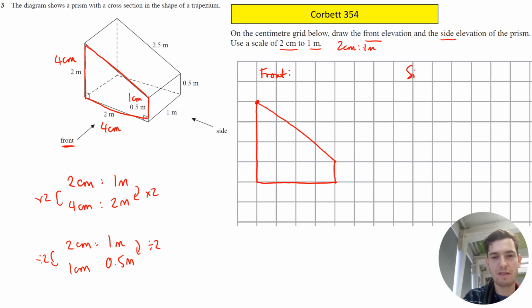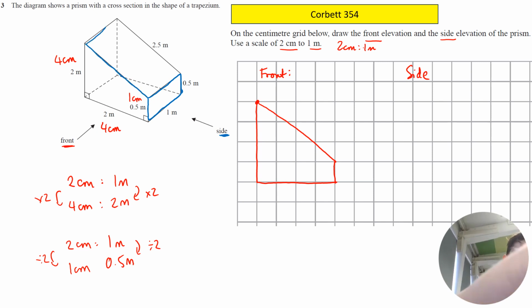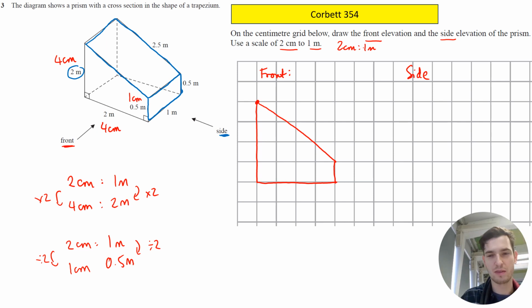Now let's have a look at the side elevation, and I actually think this is a little bit trickier. So I'm going to just rub out the red line that I've done, change to a different color, so blue. If I look at it from the side, I definitely think I'm going to see this rectangle here, but am I going to see anything else? Well, I think I am. I'm actually going to see more than that. I'm going to see above that because the shape continues above that. So I need to think about how far up I'm seeing. And how far up I'm seeing, I think, is just this 2 meters or the 4 centimeters.